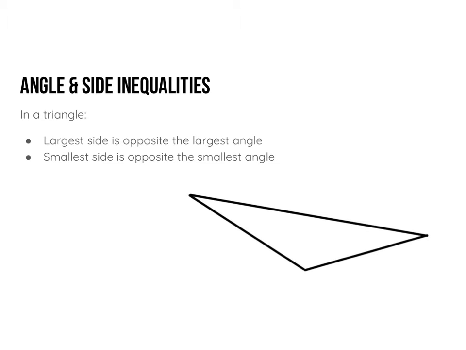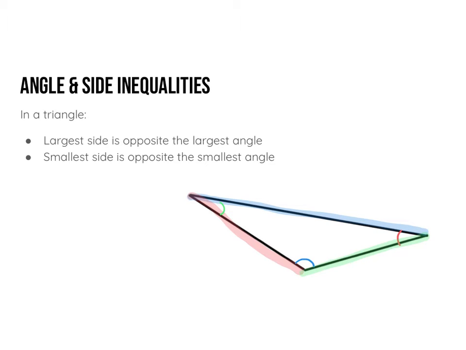So first up, the first thing to understand is that in a triangle, the largest side is opposite the largest angle. So if I were to highlight the largest angle, which would be this one down here, I would know also that this is the longest side. The smallest side is going to be opposite the smallest angle, and then the middle one is going to be the same too.